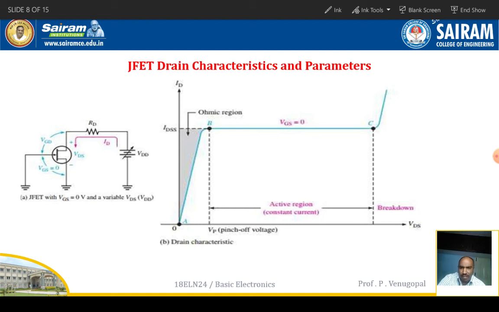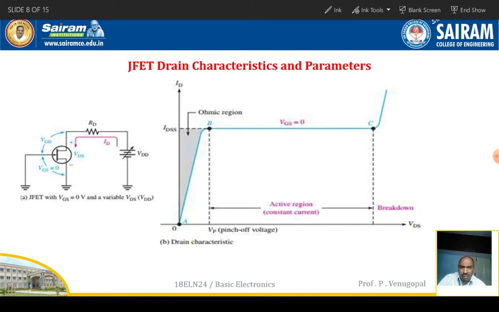The region from A to B is called the ohmic region because there is a linear variation of the current. From point B onwards, the JFET enters into the active region. Active region means what? The current is constant, for the different values of VDS at VGS equal to 0. So the region from B to C is called the active region.